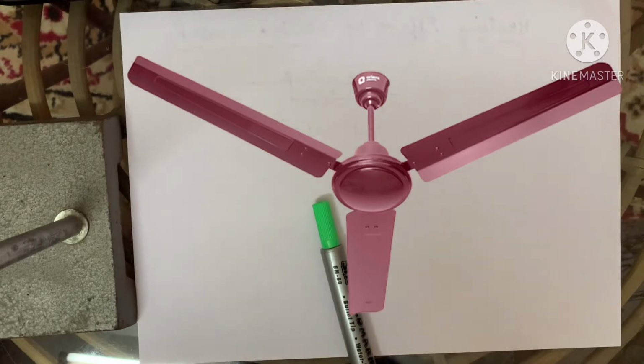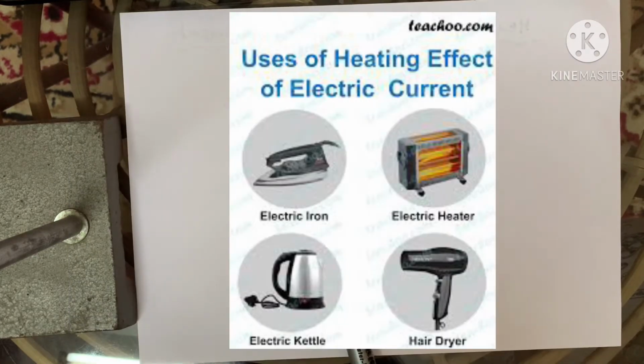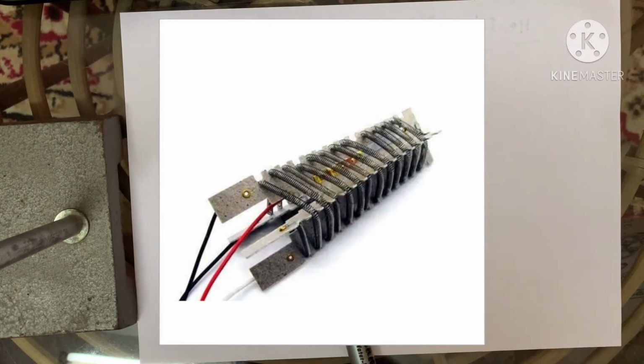On the other hand, when electric current is passed through an electrical heating appliance such as a heater, electric kettle, hair dryer, immersion rod or a geyser, then most of the electrical energy is converted into heat. And all the electrical heating appliances have a heating element or a heating coil made up of high resistance wire like nichrome, which helps in converting most of the electrical energy into heat energy.